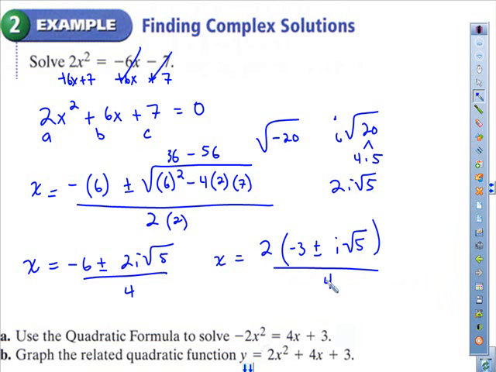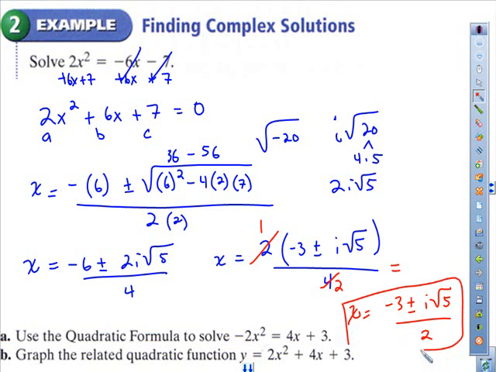Then you reduce the 2 and the 4. So that eliminates, becomes a 1. This will become a 2. So our answer would be x is going to equal negative 3 plus or minus i radical 5 over 2. So this will be our final answer. Okay.